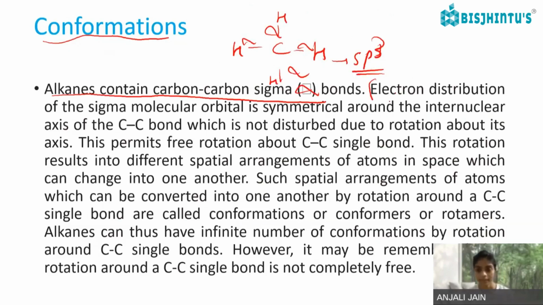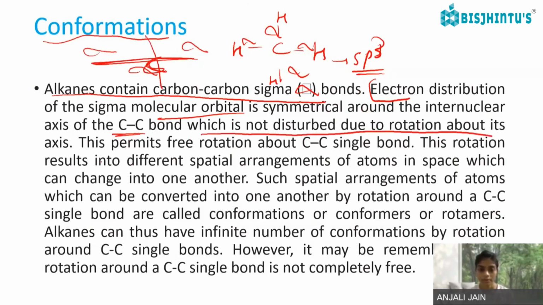Electron distribution of the sigma molecular orbital is symmetrical around the internuclear axis of the C-C bond. If we talk about the electronic charge distribution of the sigma molecular orbitals, the sigma molecular orbital is symmetrical around the internuclear axis. So the electronic distribution of the sigma bond along the internuclear axis is not disturbed by rotation about its axis.